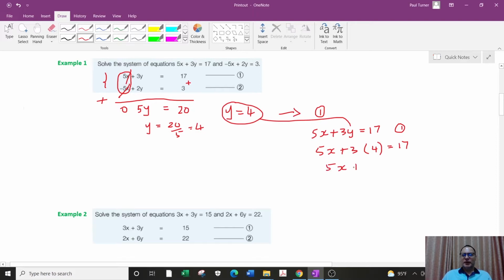5x plus 3 fours are 12, equals 17. 5x equals 17 minus 12 is 5. So in that case, x equals 1. So our solution here is 1, 4. That's the solution to this system of equations.